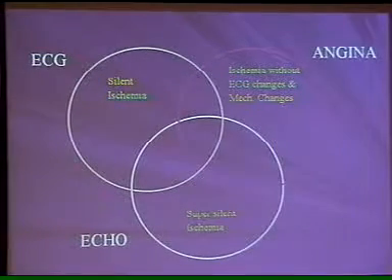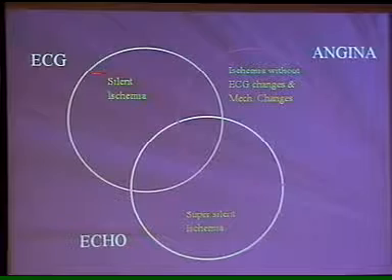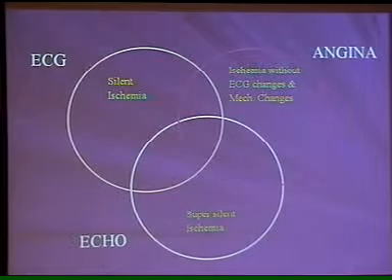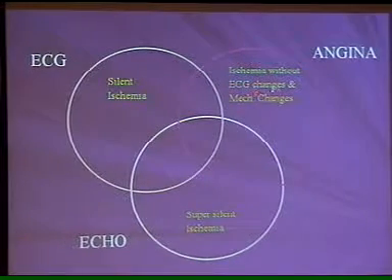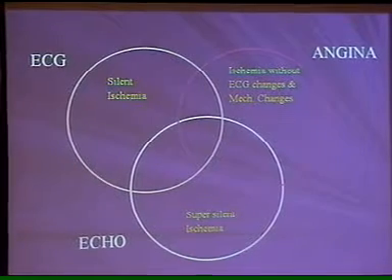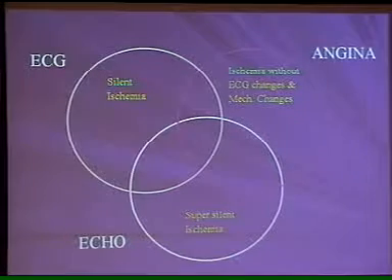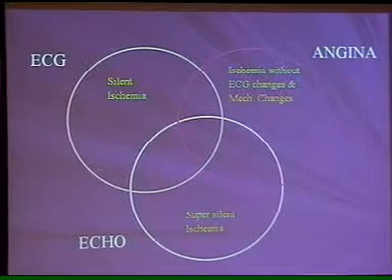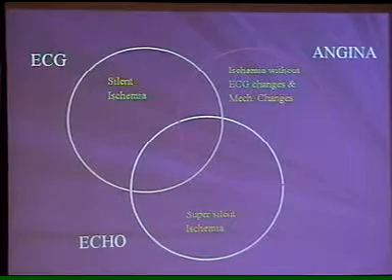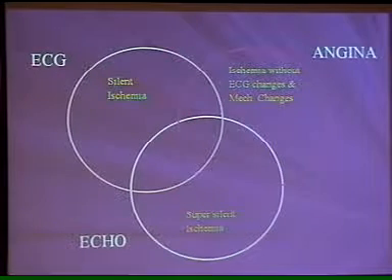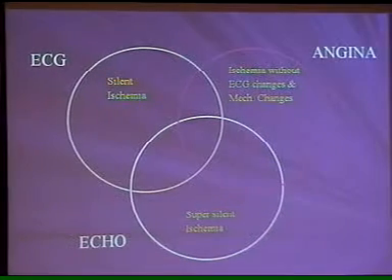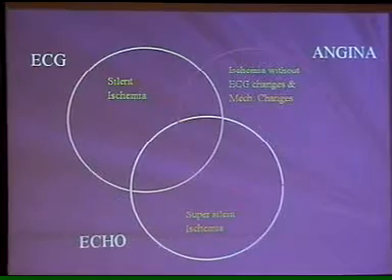What happens is ECG picks, it's a gray zone. Angina, ischemia without ECG changes and mechanical changes. Echo picks, in fact, super silent ischemia. Even if the patient doesn't have ECG changes, even if the patient doesn't have angina, if there is just a suspicion, go for an echocardiogram and it can give you the result whether the patient has ischemia or not.